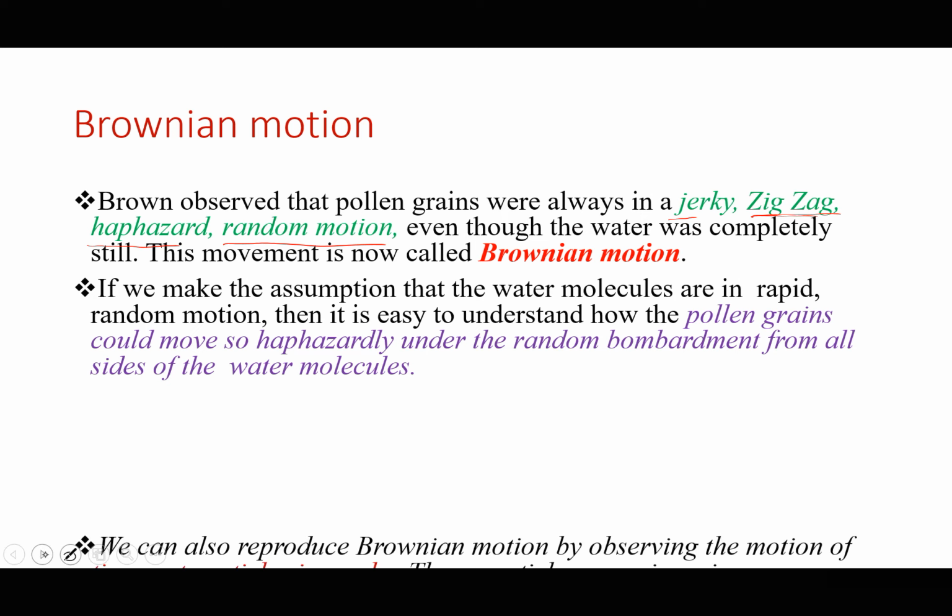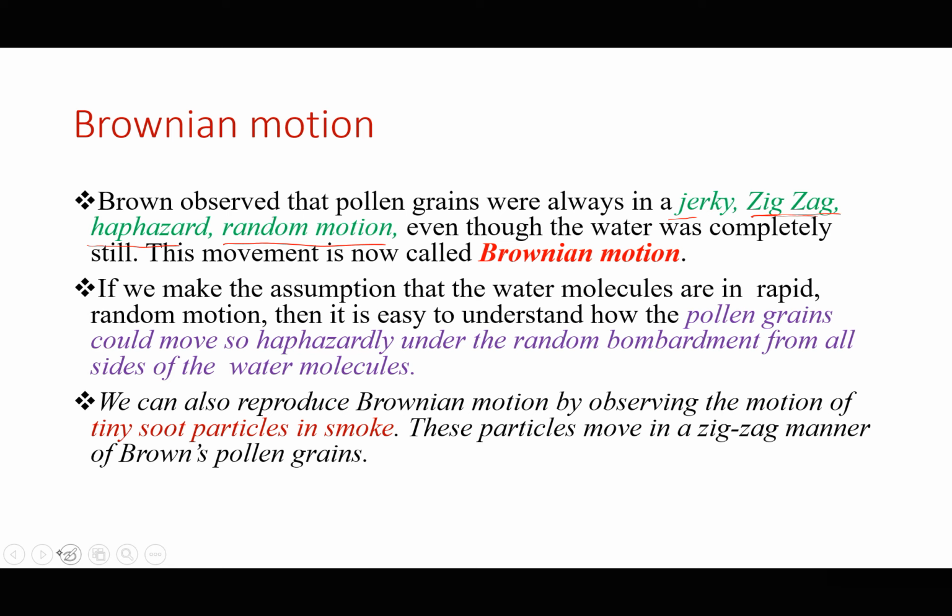Robert Brown's experiment with pollen grains could be reproduced in the laboratory by simply observing tiny soot particles in smoke. For those of you who live in villages like me, if you live near a dusty place, just look at the ventilators. If you look at the ventilators in the direction of the sun, you must be seeing dust particles through the ventilators, and you must be seeing them moving randomly in different directions.